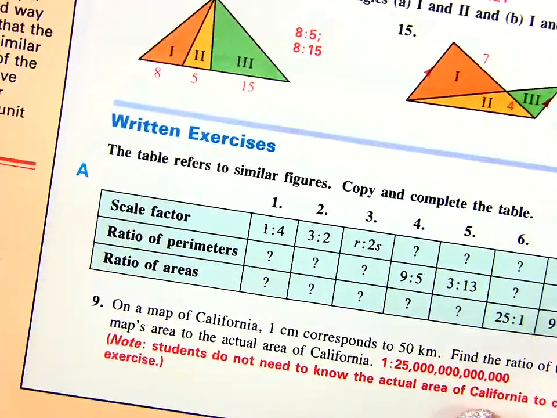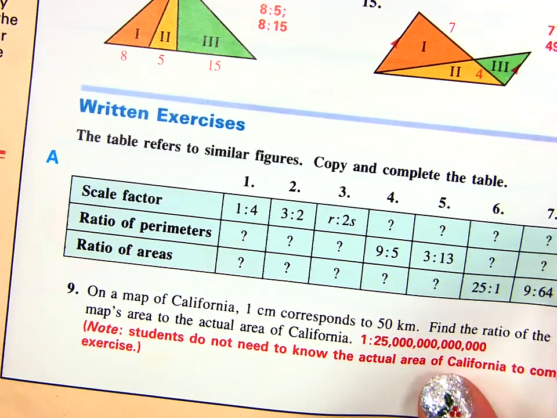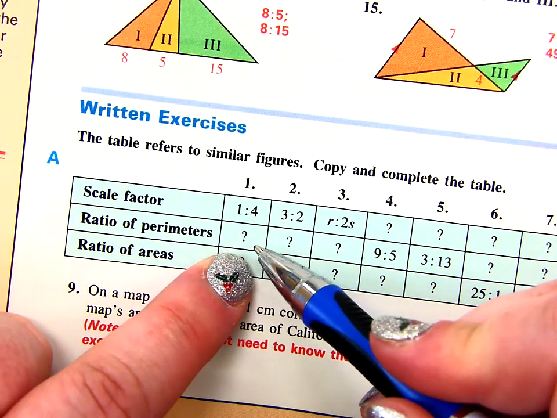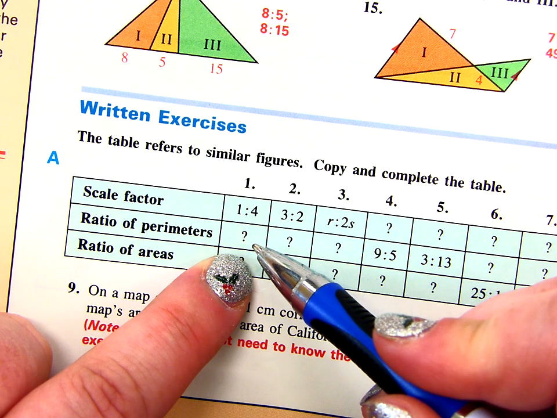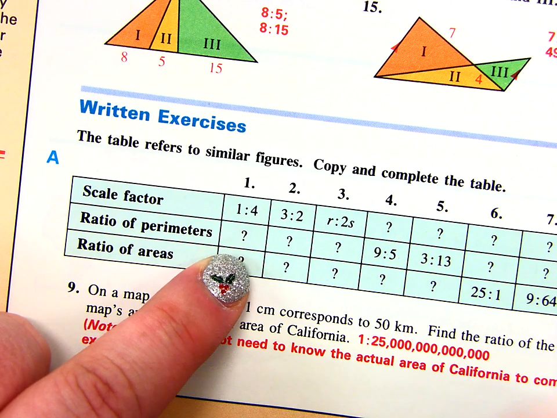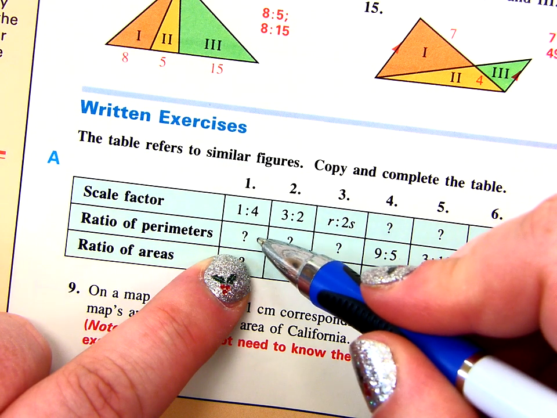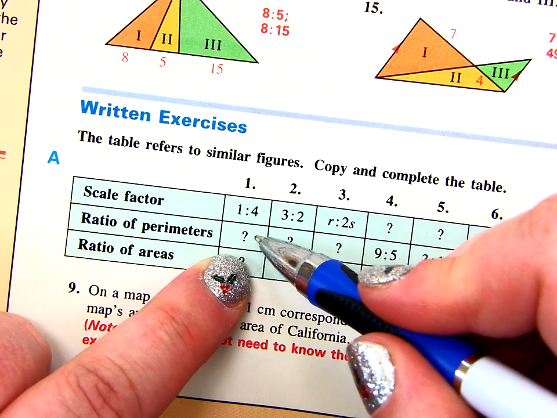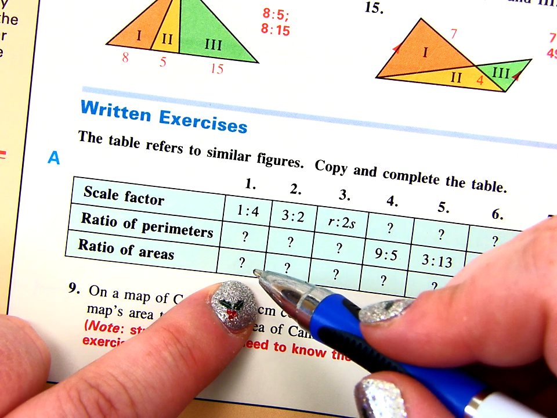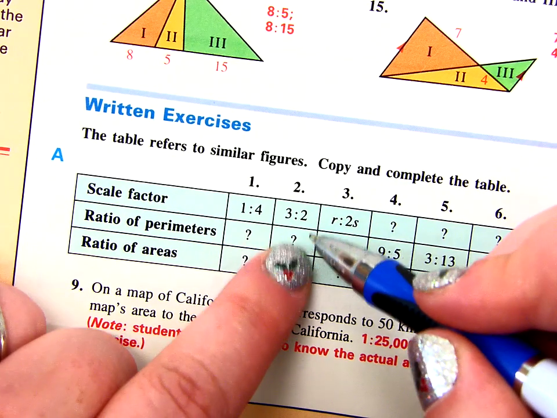So, there's a chart here. They give you the scale factor, and then they're asking you, if the scale factor is 1 to 4, what would the ratio of the perimeters be? 1 to 4, it's the same. Right? Scale factor and ratio of the perimeter are the exact same. But then the ratio of the areas would be 1 to 16. You just have to square them both. So let's try this one. 3 to 2, what would go here?